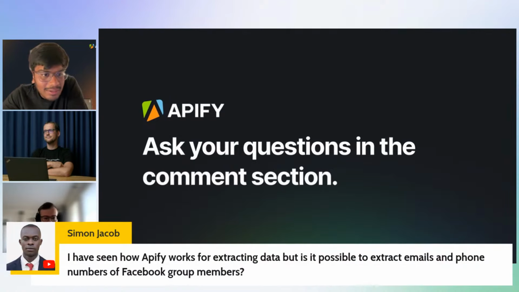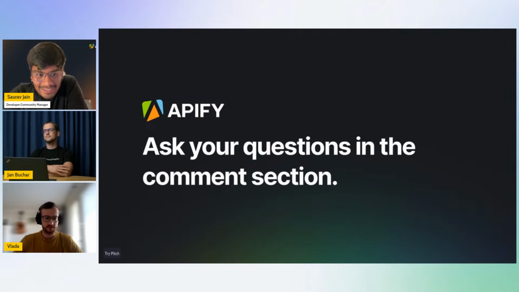And I also have one more question from Simon. I have seen Apify works for extracting data, but is it possible to extract emails and phone numbers of Facebook group members? Well, it depends if you want to write your own solution to do this job. It's definitely possible using Crawlee for Python. And if you want to use some existing solutions, you can probably go to the Apify Store. I think it's apify.com/store, and you can find many Facebook related scrapers there, and I believe some of them might do the work for you.